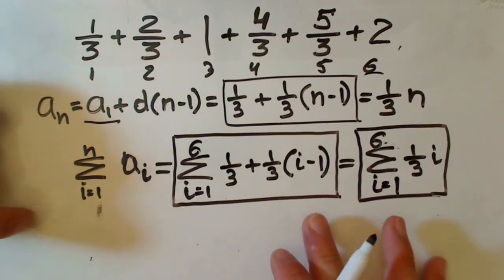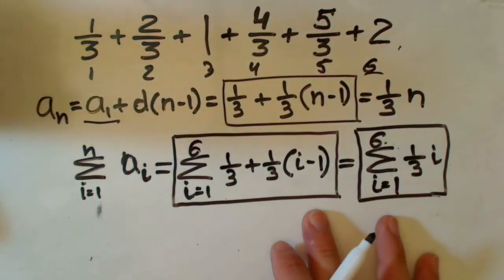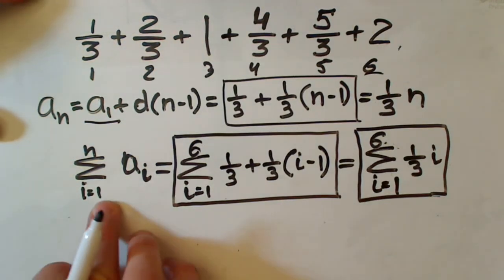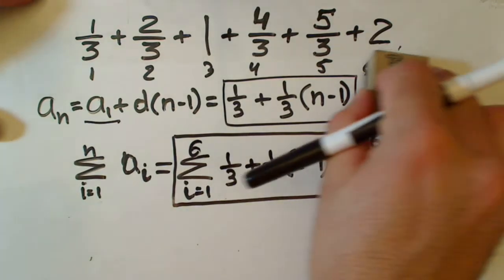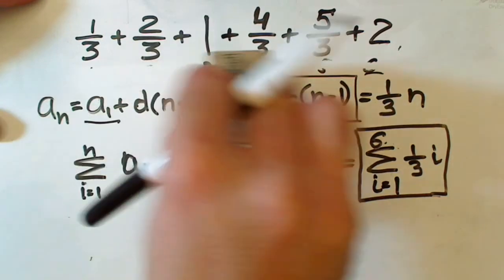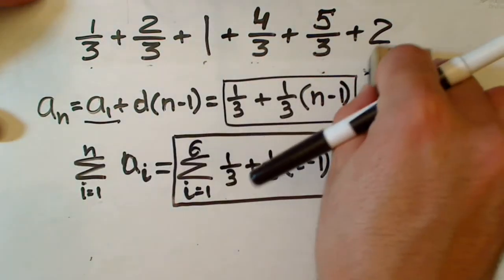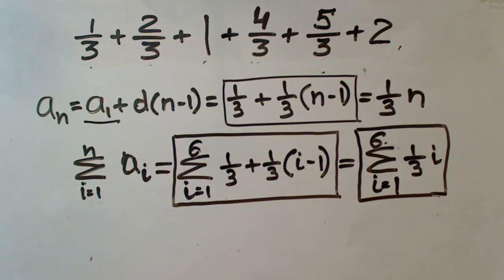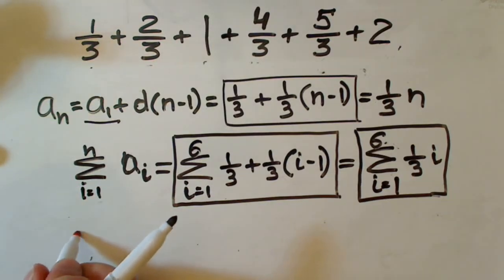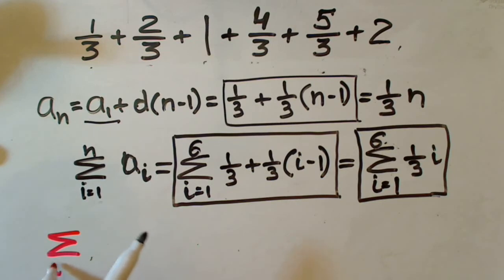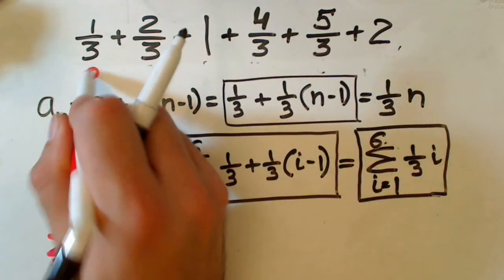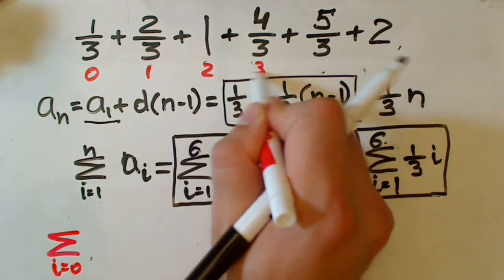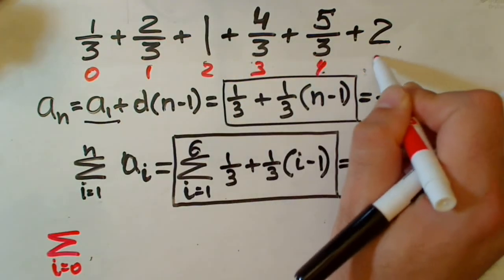But these two ways are not the only way. You can come up with something else which will represent the same sigma notation, the same sum. Let's take a look. If we want to start using sigma at i equals 0, let's see what our terms are: 0, 1, 2, this is the third, this is the fourth, and this is the fifth term.